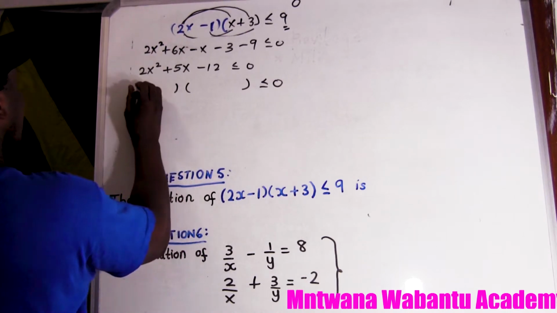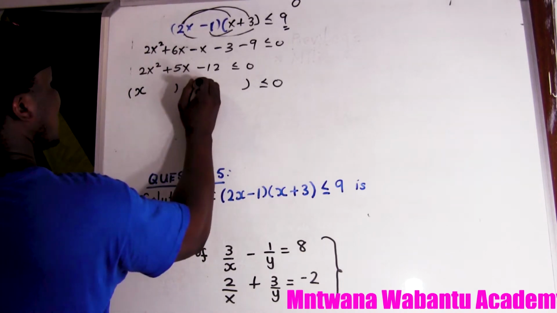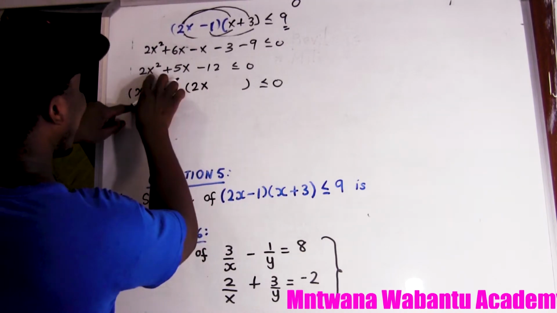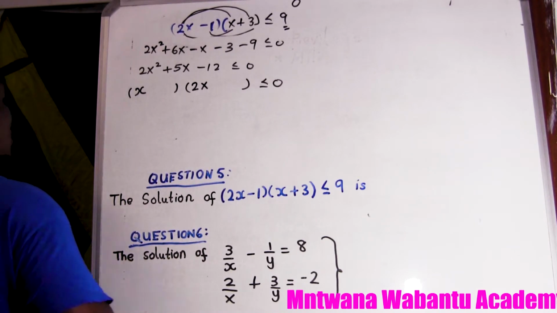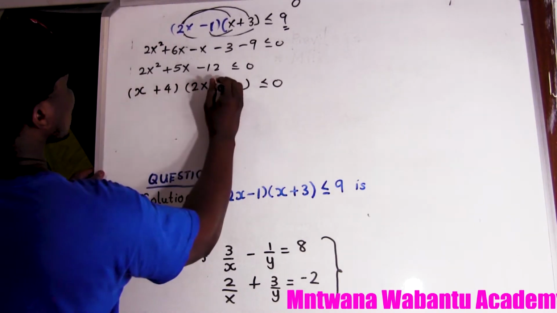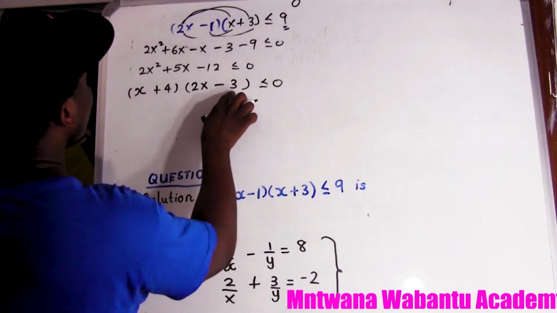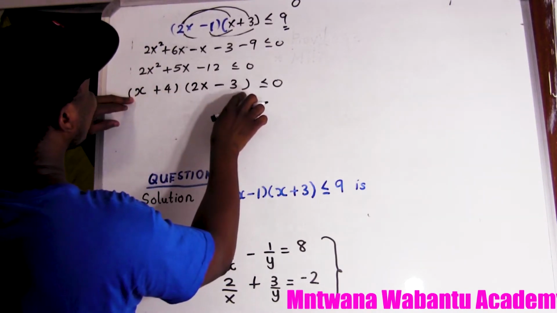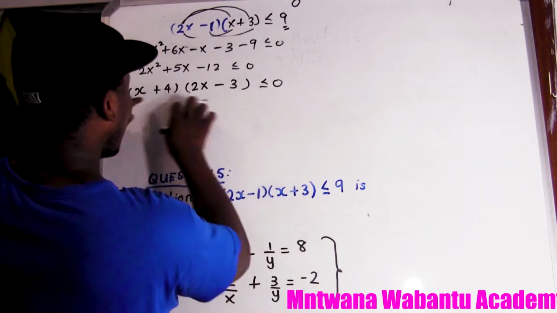Okay, so this is going to be x, and this is going to be 2x, because it's going to be 2x squared. Now you go. Okay, this is going to be plus 4, and this is going to be minus 3. Let's see. x times x, x squared. And this is going to be negative 3x, and this negative 8x. Yeah, positive x. So if you expand, it's going to give like that.